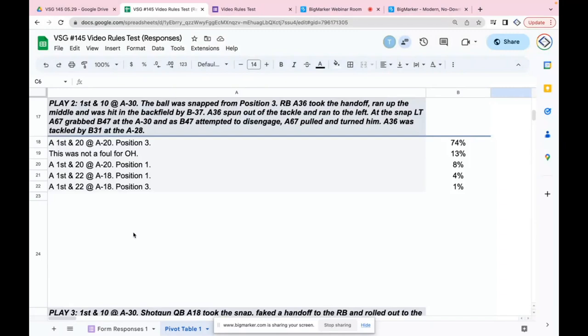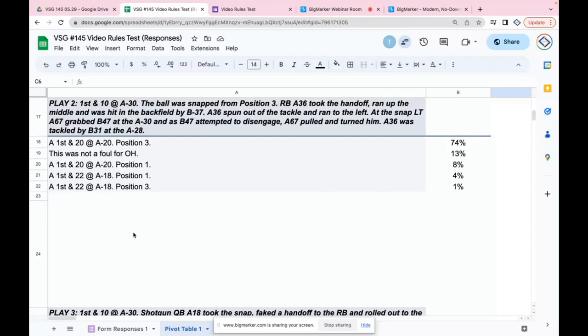So play 2, we had some issues with what? Oh my goodness, this is a lot of words. It's just a holding play. Maybe you should have said evaluating the action. I think it's kind of obvious. At the snap, left tackle A67 grabs B47 at the A30, and as B47, I'm doing it again, and I was hoping you would yell at me. A67 pulled and turned. Okay. Anyways, we know the dead ball spot.